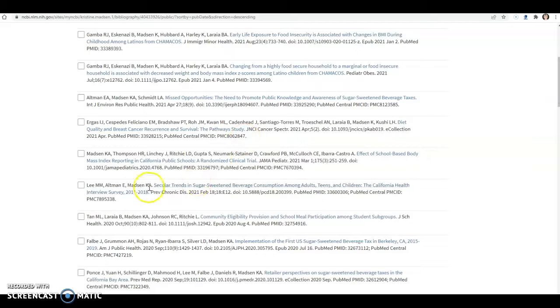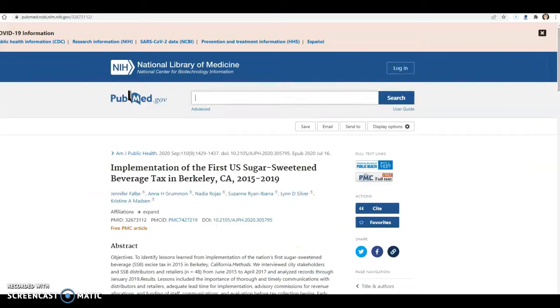Here's some trends, and they studied them over 2011 to 2018. I feel like there was one that was 2019, and I'm skimming through, just not seeing it right off, but maybe it was updated. But we can actually go through and find, there it is, 2019. Implementation of the first U.S. sugar sweetened beverage tax in Berkeley, 2015 to 2019. So that's really valuable. You don't usually see that.